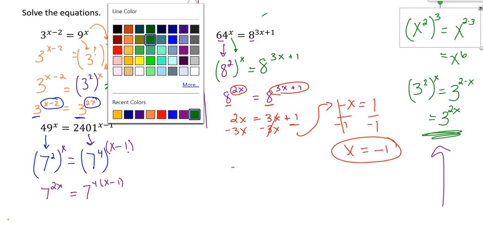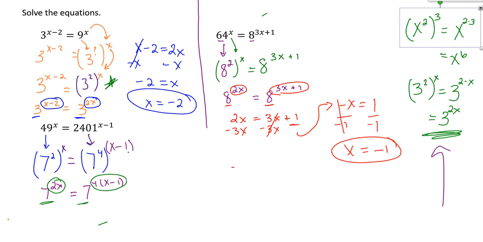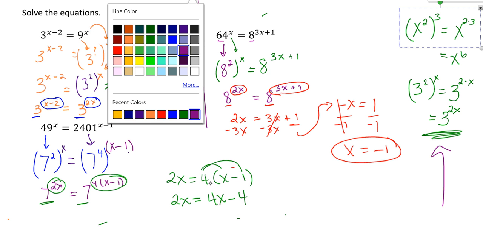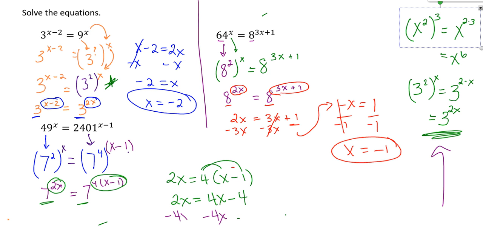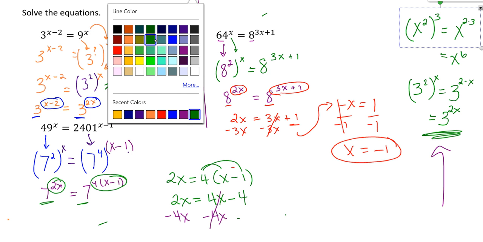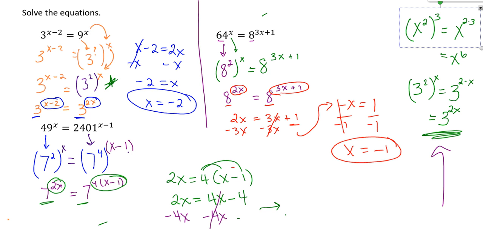Okay, same bases. So I can set these two things equal to each other. 2x equals 4 parentheses x minus 1. Now if you remember to solve this, 2x equals 4x minus 4. Okay, going to get those x's over to the other side. That gives me, going over here, 2x equals negative 4. Last step to get x all by itself is to divide by 2. And my final answer for this one is x equals negative 2.